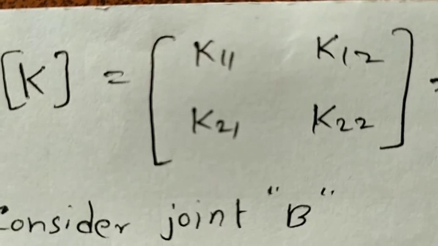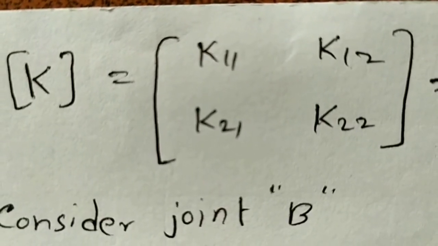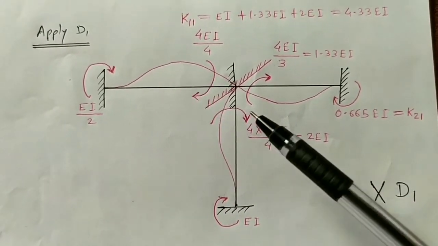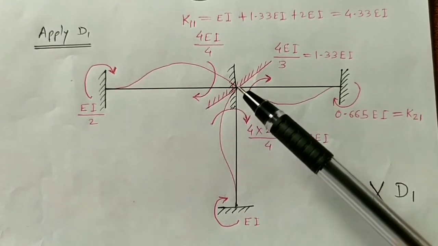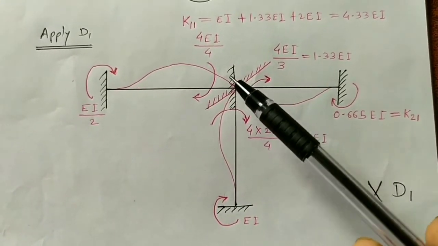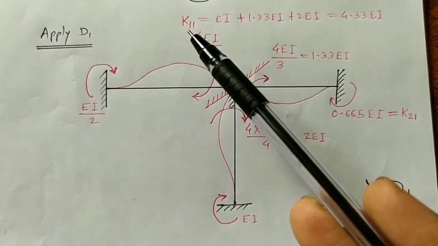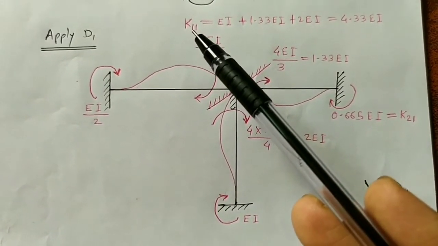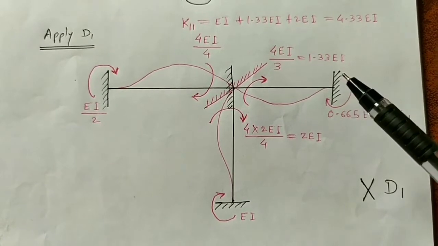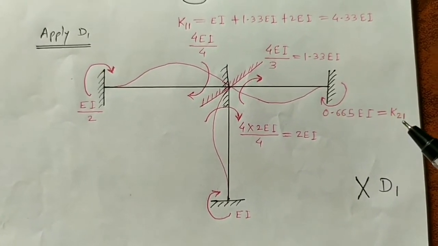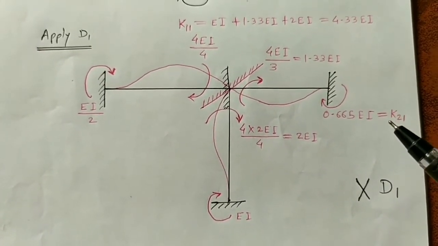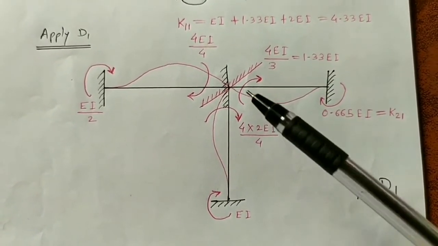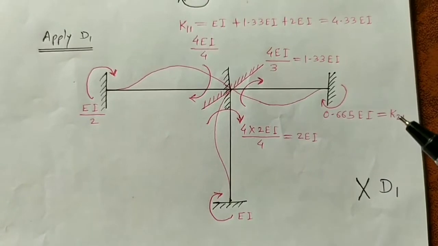Now the stiffness matrix is to be formed. For this, consider this diagram. This is B, the first position. The first alphabet stands for the position, so I have written 1. This is the second position, that's why I have written the first alphabet as 2. Next, this total diagram is drawn because of application of D1, that's why the second alphabet is 1.